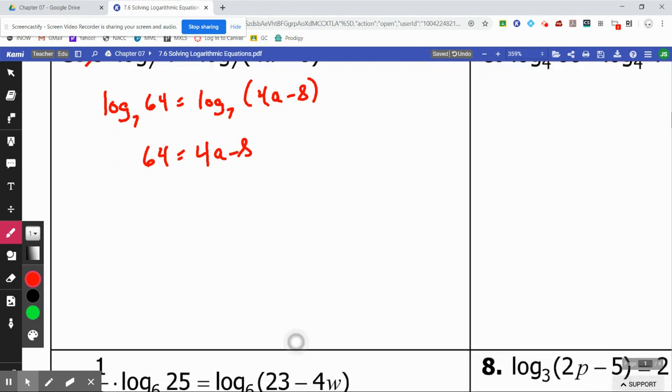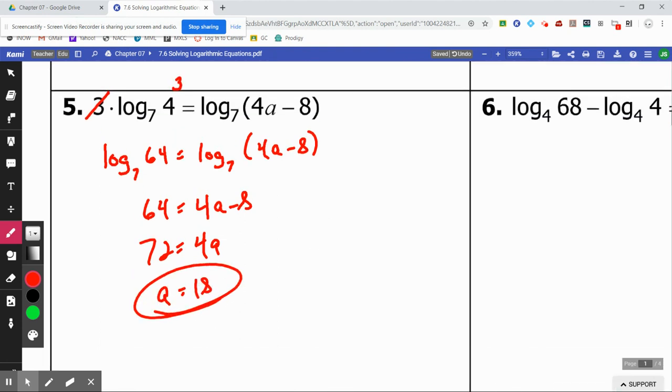Move the 8 over by adding. Gives you 72 as 4a, so a must be 18. Let's plug it in and check it. You can do 72 minus 8 is 64. So you have 3 times log base 7 of 4 equals log base 7 of 64, which does check out.